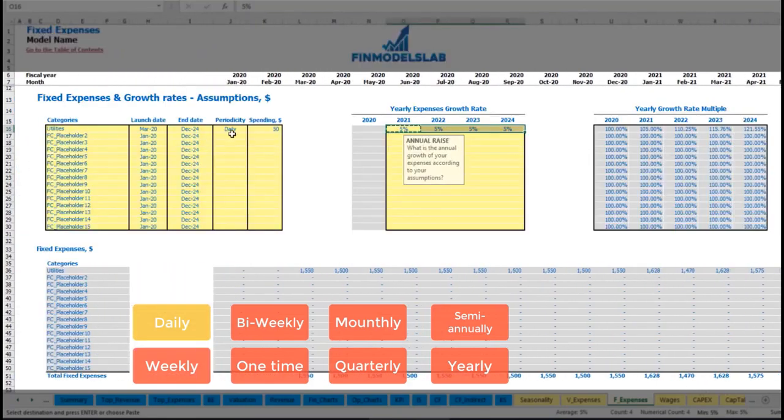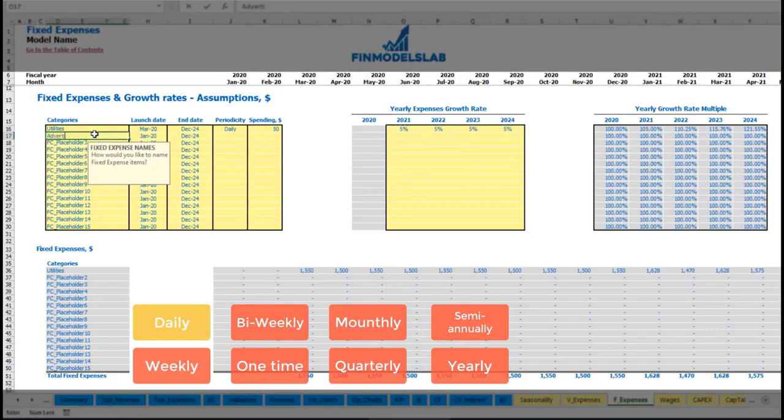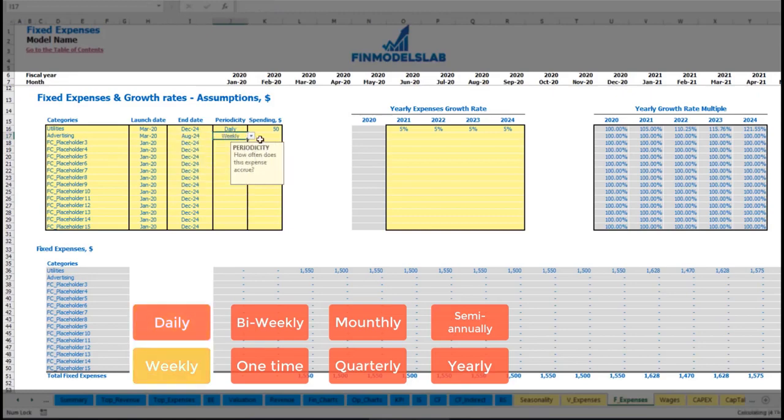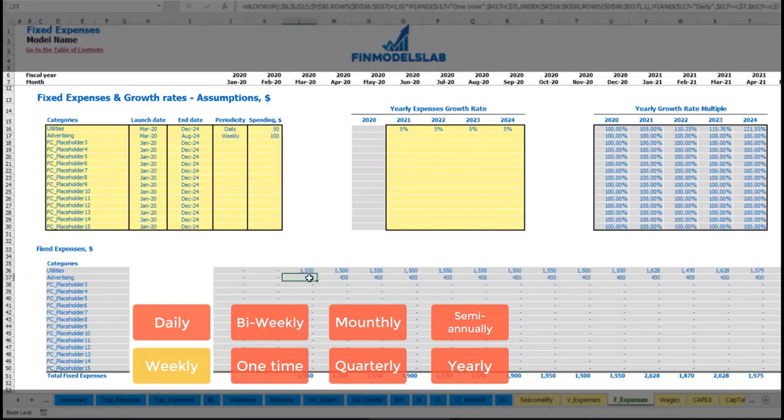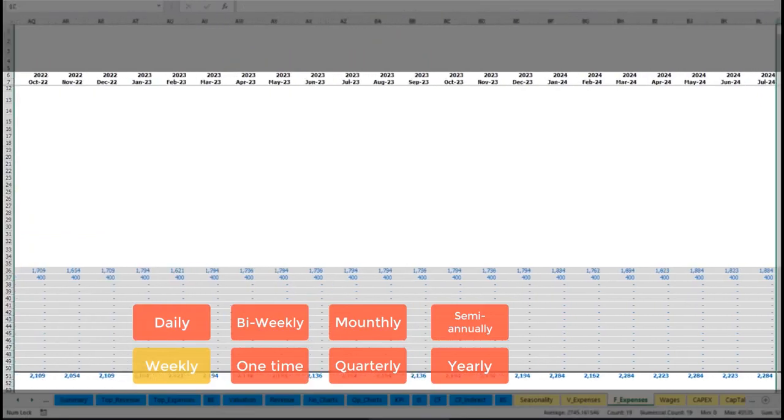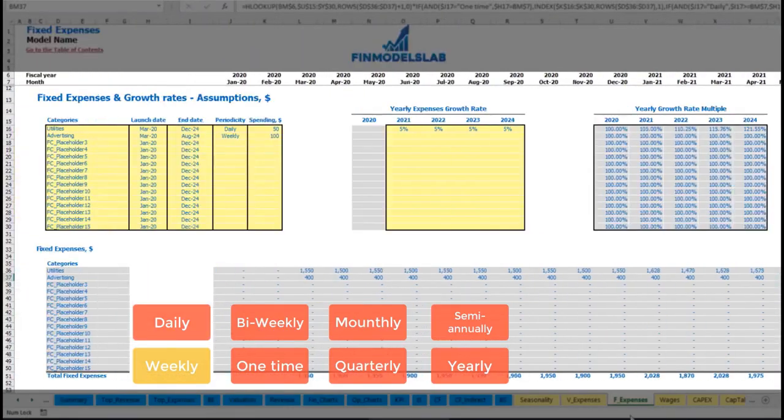Let me give you a couple of other expenses types. For example, advertising. Let it start in March and finish in August 24. This will be on weekly basis with amount of $100 without any growth. So starting from March till August 24, you have $400 per month, which is 4 weekly payments each month. And that's it.